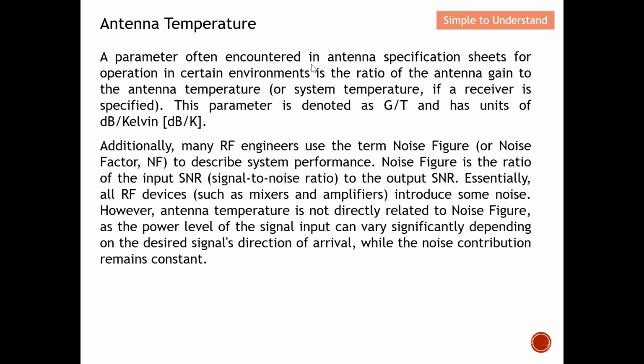A parameter often encountered in antenna specification sheets for operation in a certain environment is the ratio of the antenna gain to the antenna temperature. In short, most of the time we denote this as G over T, gain over temperature. The antenna data sheet normally specifies a certain operating environment, so the ratio of the antenna gain to the antenna temperature is given. We can use G over T in dB per Kelvin, where T is temperature and G is gain, expressing gain in dB and temperature in Kelvin.